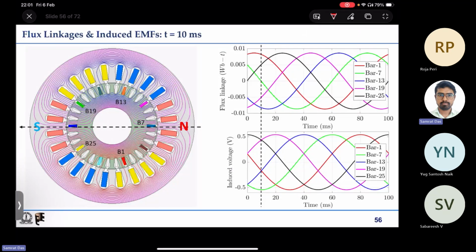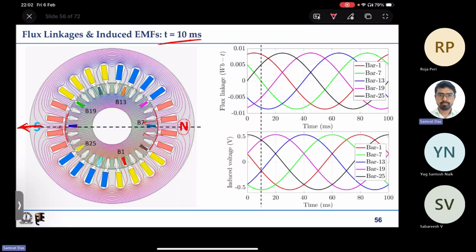So in this case again we are at t equal to 10 millisecond, that is why the field is here. And if we look at the stator surface, then here in this surface the flux lines are entering, that is why this stator surface is south pole. And here in the stator surface the flux lines are coming out, that is why we have north pole here. And at this instant we have all these different bars whose flux linkages are plotted or reproduced from the earlier figure.